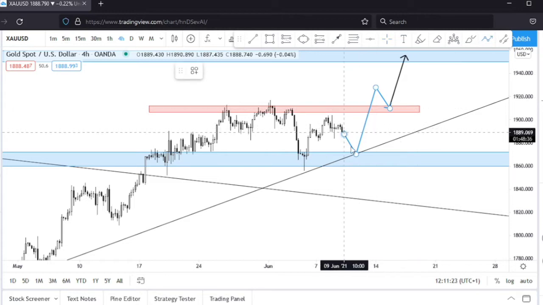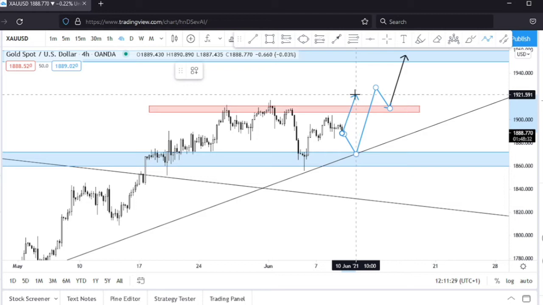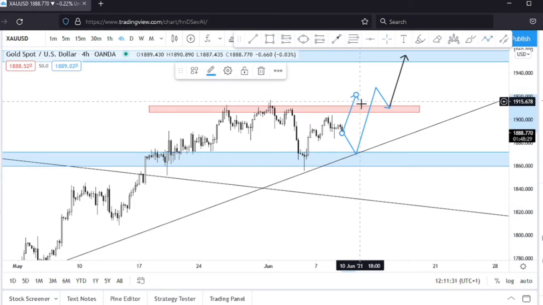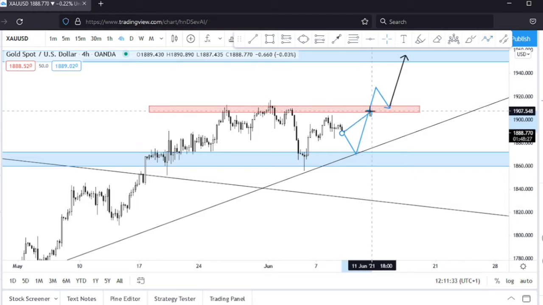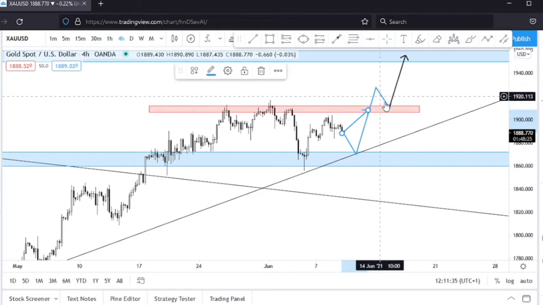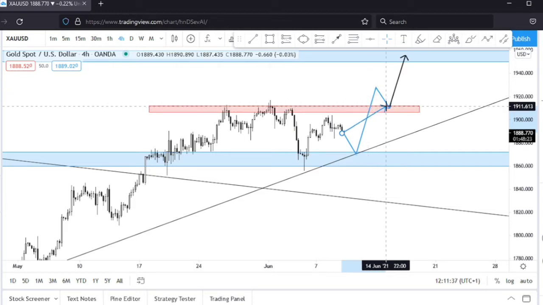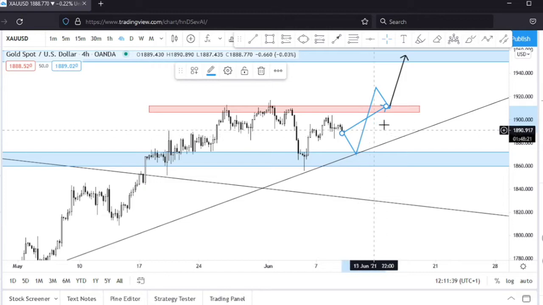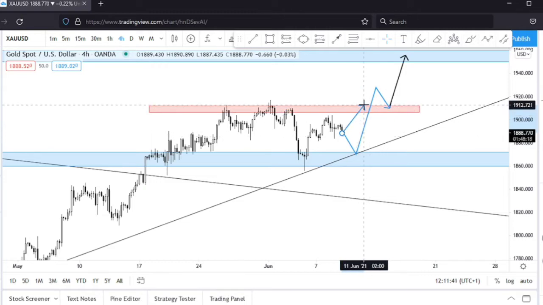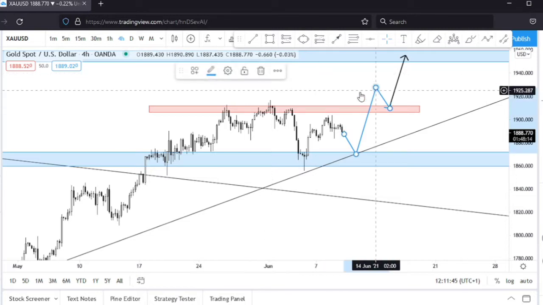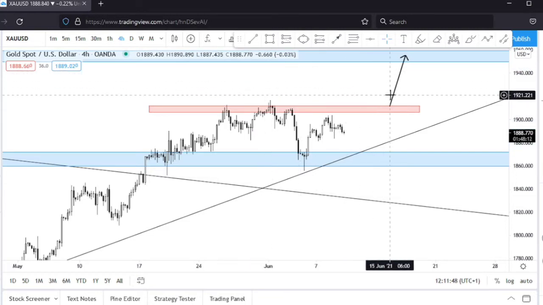Another way is for price to not get to this support level or trend line over here, but to rather just go up and break this resistance level, retest it over here just like this, and continue to the top. So that's what I'm expecting for gold on the 4-hour time frame.